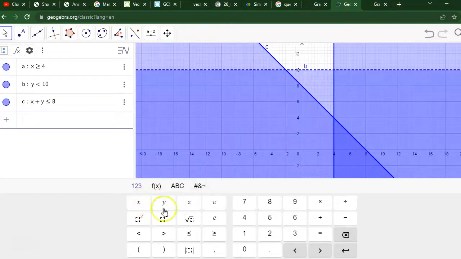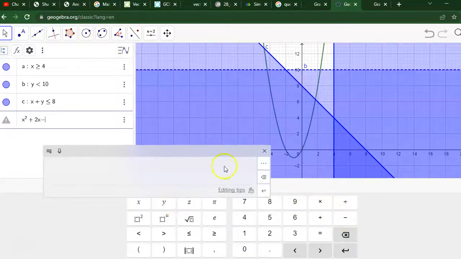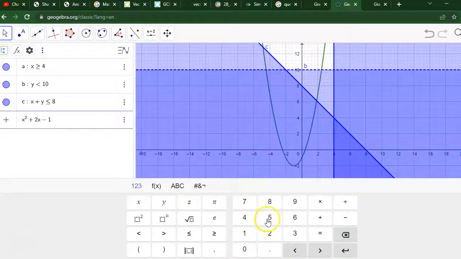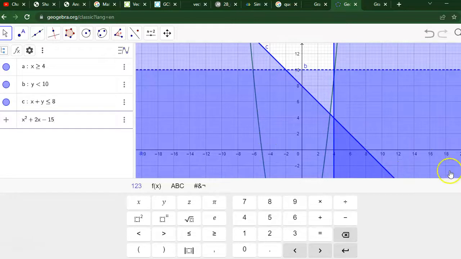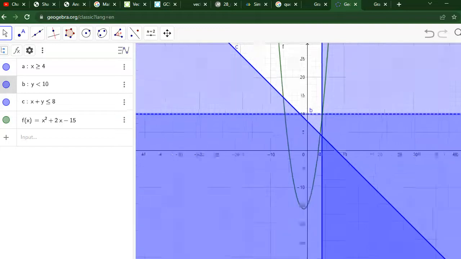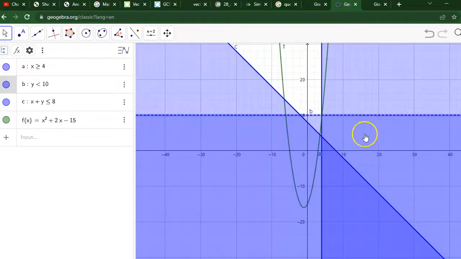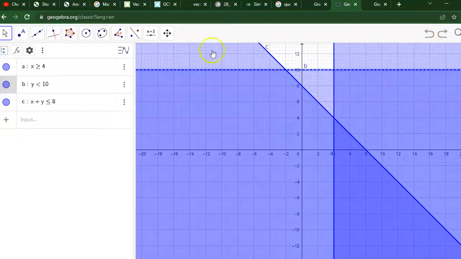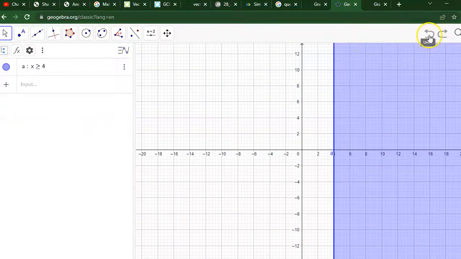Now suppose I write x square. x square, can you see this? x square plus 2x minus, say, 15. So you can see that this is the graph. This is a really interesting one, and I want you to practice on it.